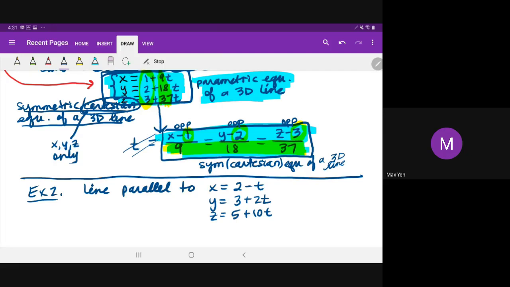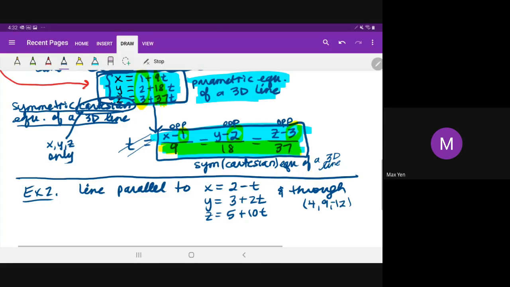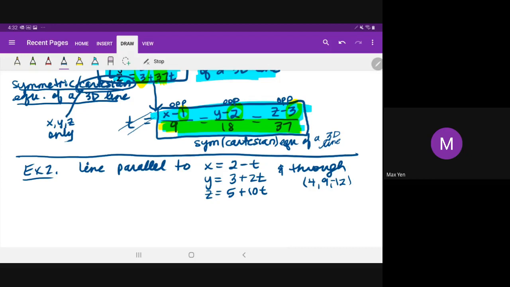Okay, so I want it parallel to this and through 4, 9, negative 12. And then even though the book says only parametric form, you want to practice all three forms on each question. Our book is an American book, so it does not have the IB version, but the IB version is really easier to understand than the textbook version.